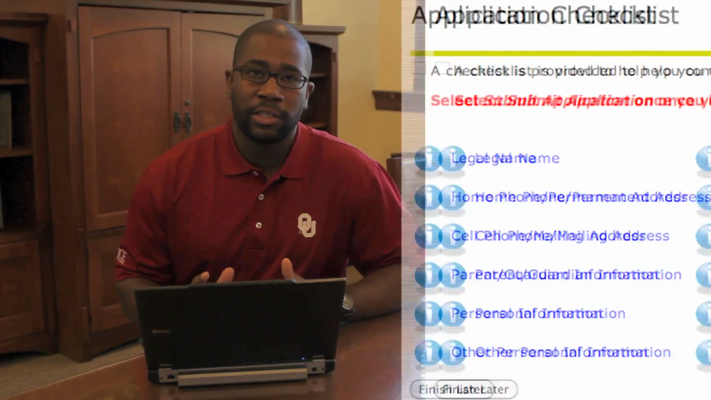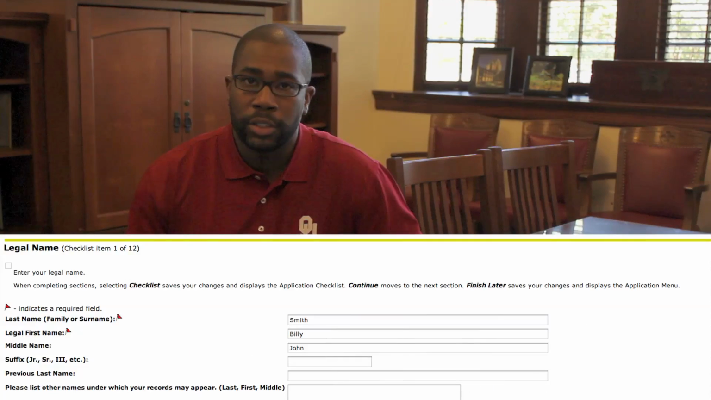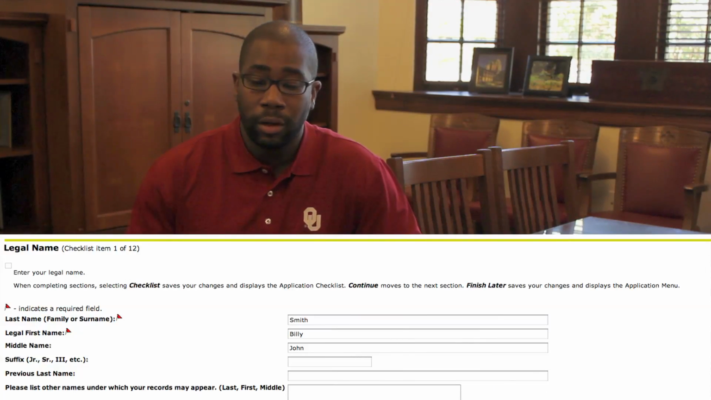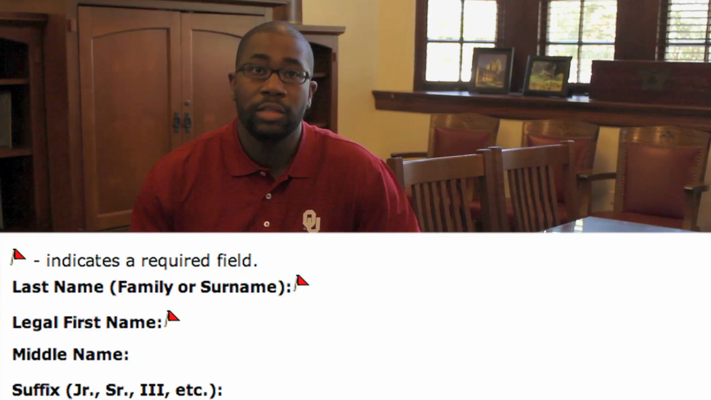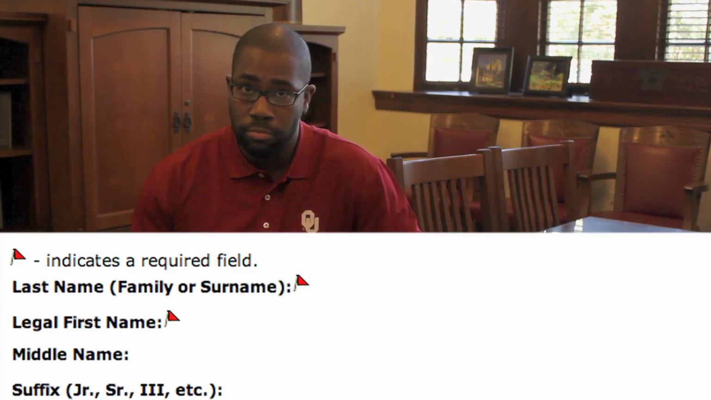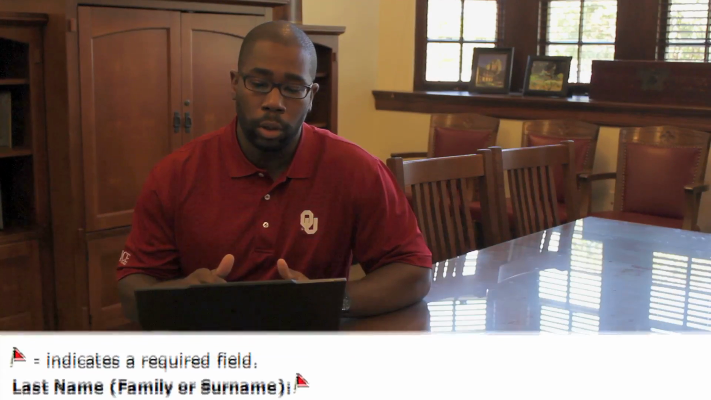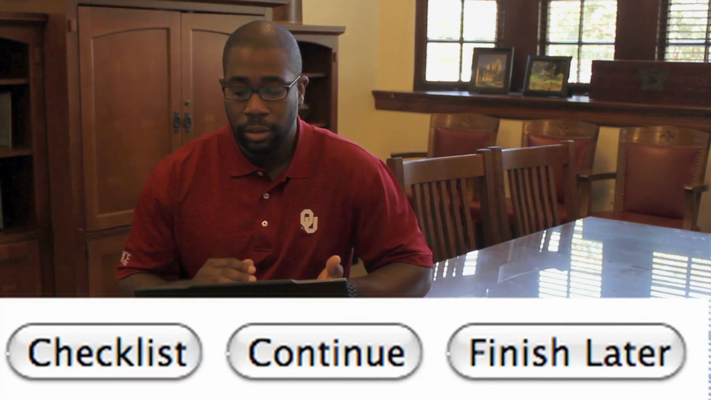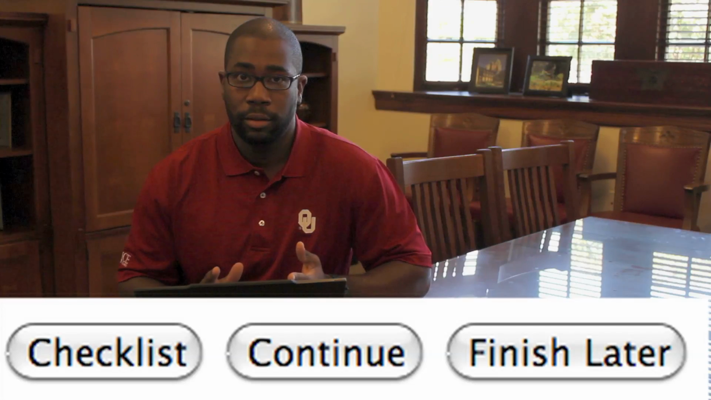From here, you'll see a list of several application sections. Simply click on a section and supply the requested information. You'll notice on each page, there are multiple items that are marked with a red flag. These are required items, items you must complete in order to move on to the next section or to save your work. At the bottom of each section, you'll notice you have three options: return to the checklist, continue to the next section, or finish later.